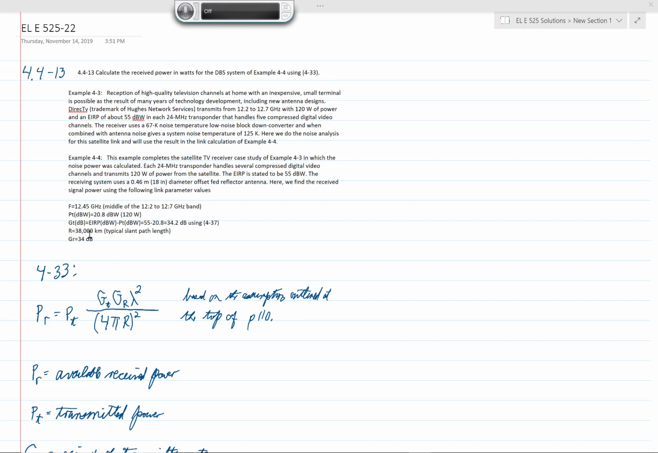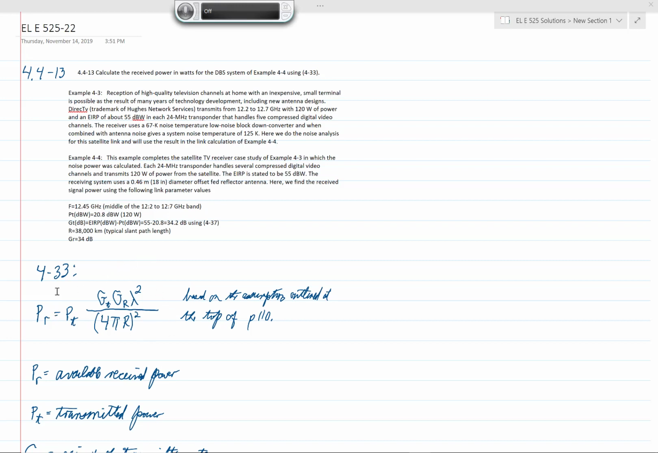R is equal to 38,000 kilometers, which you're told is a typical slant path length. And finally, G_R is equal to 34 dB. In example 4-4 in your book, you'll see more details about how that 34 dB was calculated, but again, you don't really need to know those details. You just need to know the final value. So now, getting to the problem, which is to calculate the received power in watts for this system.